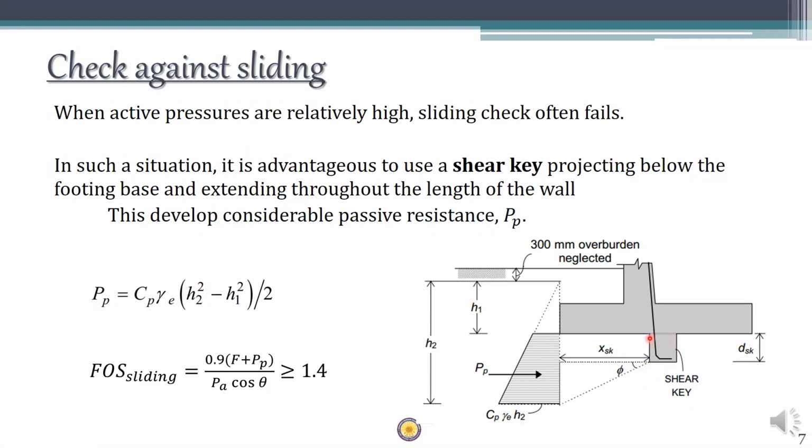A shear key is usually provided just below the stem so that the reinforcement from the stem can continue into the shear key. And what the shear key does is it mobilizes some passive earth pressure. So this phi is nothing but the angle of shearing resistance. What a shear key does is it mobilizes the soil on the left side of the cantilever, and this soil is actually pressed again.